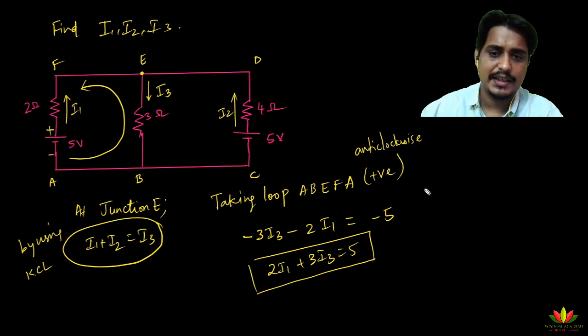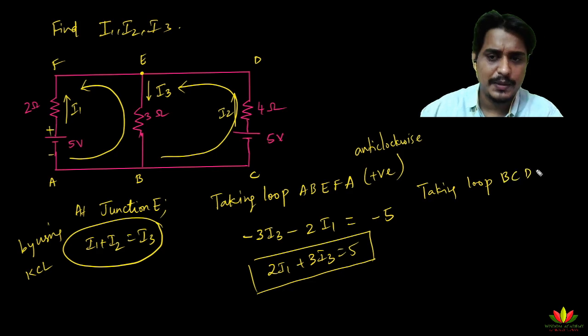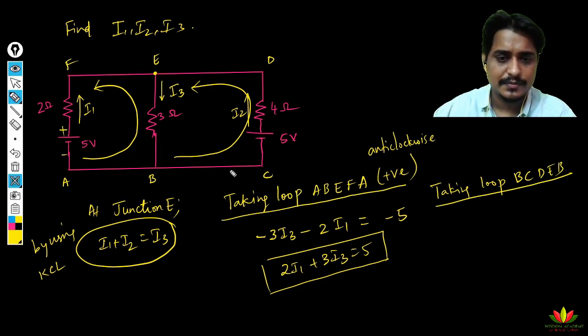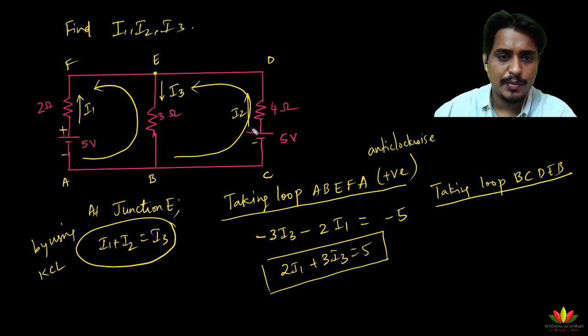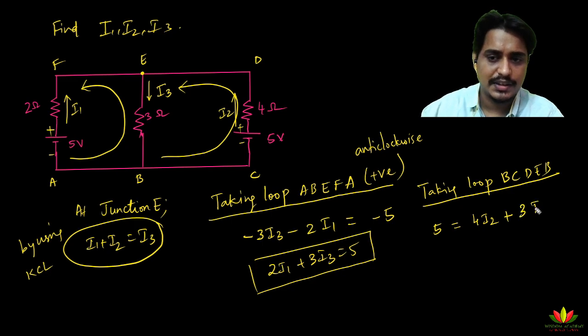Second, I can take another loop. So taking loop, I can take this loop. See, if you want, you can take even the bigger loop, but I'm taking loop B, C, D, E, and here what I'm getting: if you are going from negative to positive, that will be positive 5 is equal to, this is going along the direction of current, so it will be 4I2, and again going along the direction, so plus 3I3.